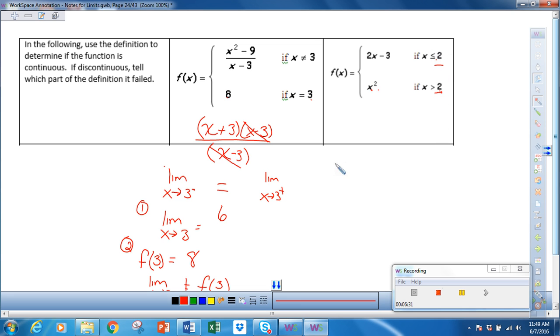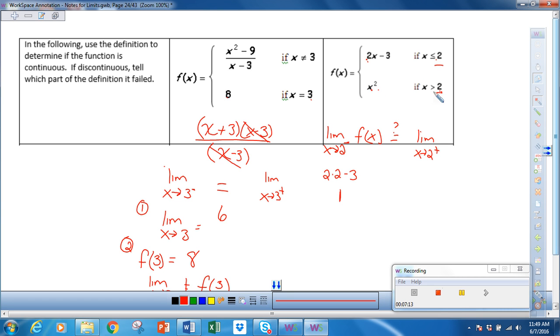So to find that out, I have to take the limit as x approaches 2 from the left, and I need to know if that's equal to the limit as x approaches 2 from the right. So to find when it approaches from the left, I'm looking for numbers less than 2, and that would be defined in the top function. So the limit as x approaches 2 from the left, by doing a simple direct substitution, I get 2 times 2 minus 3, which is 4 minus 3, I get 1.